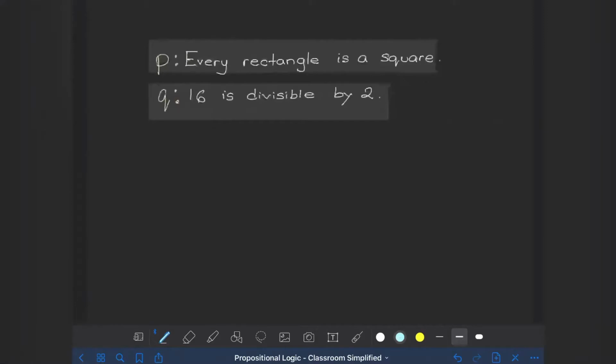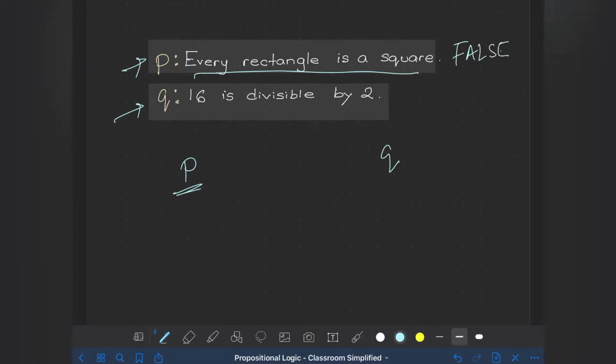Here it is given: every rectangle is a square, and lowercase p is denoting this proposition, right? You can use lowercase alphabets to represent any proposition, like lowercase q is termed as 16 is divisible by 2. So p and q are two propositions which have certain truth values. And what are these truth values? The statement which p is representing, that is every rectangle is a square, is actually false, because every rectangle is not a square, so it is representing false as its value.